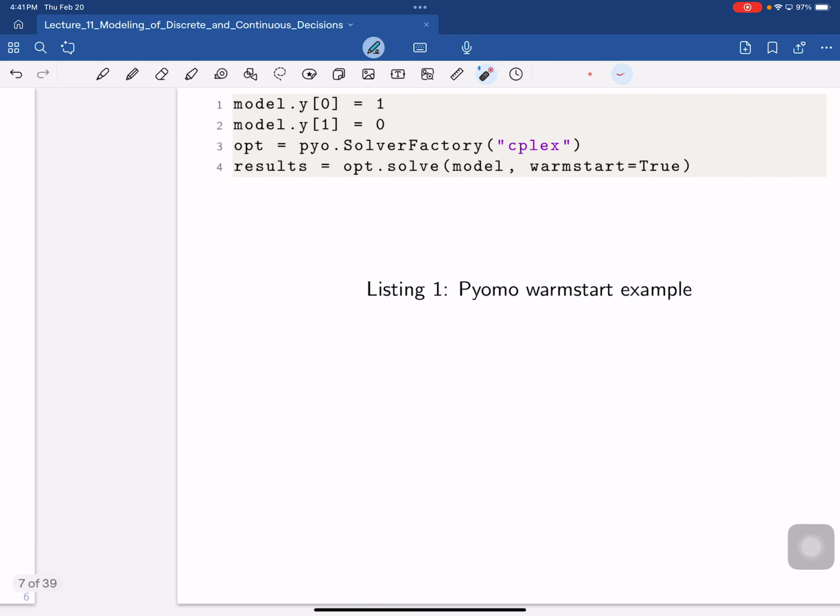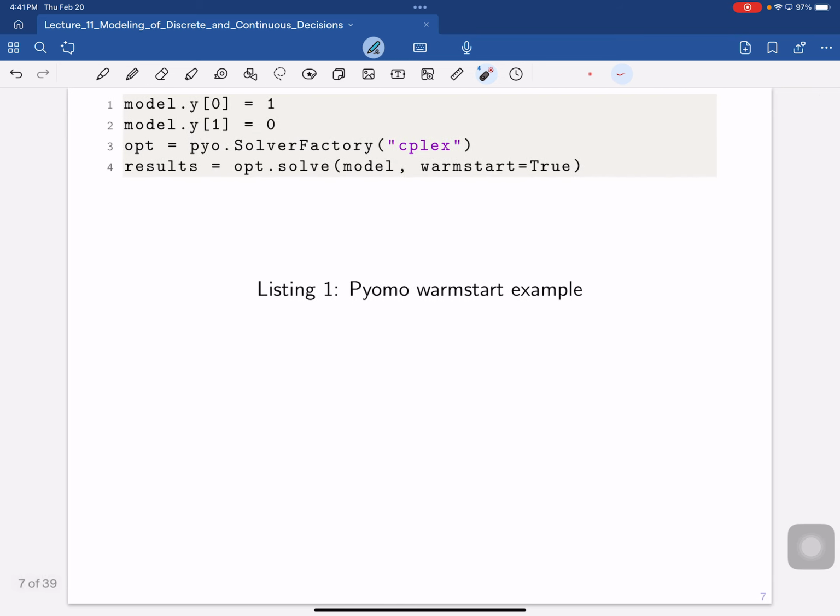Okay, so how do you do warm start in Pyomo? Here's a trivial example to show you how to do warm start in Pyomo. Let's say your initial guess for y0 and y1 is 1, 0. You choose CPLEX as a solver. When you solve the problem, you could do opt.solve with warmstart equals true. Then it will pass the initial values you provide to the solver.